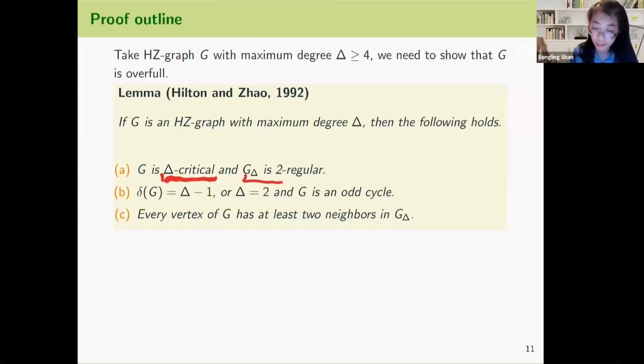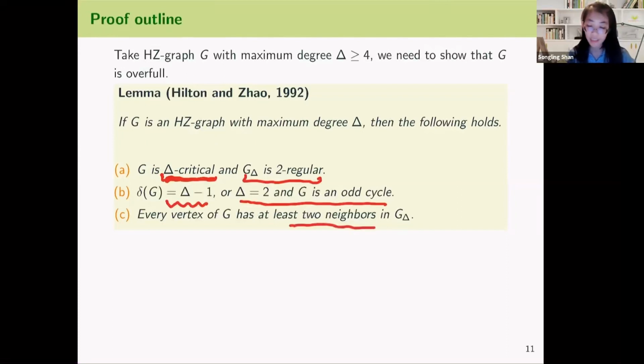And the core is 2-regular, so just vertex disjoint cycles. And if delta equals 2, then it's just an odd cycle, nothing else. But otherwise, the minimum degree of the graph is delta minus 1. So in the graph, we only have 2 values for degrees, delta and delta minus 1. And every vertex of G has at least 2 neighbors in the core, so at least 2 neighbors of degree delta.